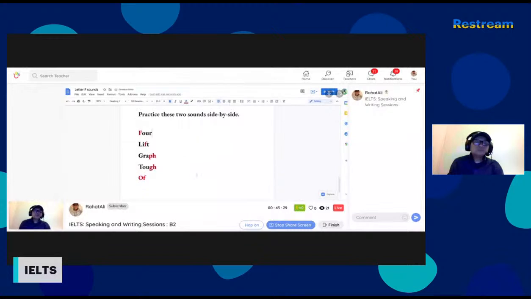Can you see now? Fall, leaf, graph, tough, and most commonly mispronounced, this preposition. People always pronounce it off. It is not off, guys. It's ov. Remember, ov is always ov. So be careful about pronouncing this preposition.